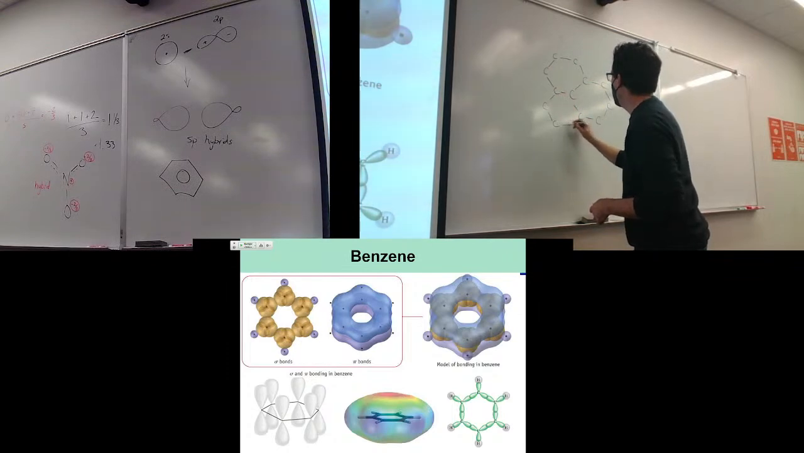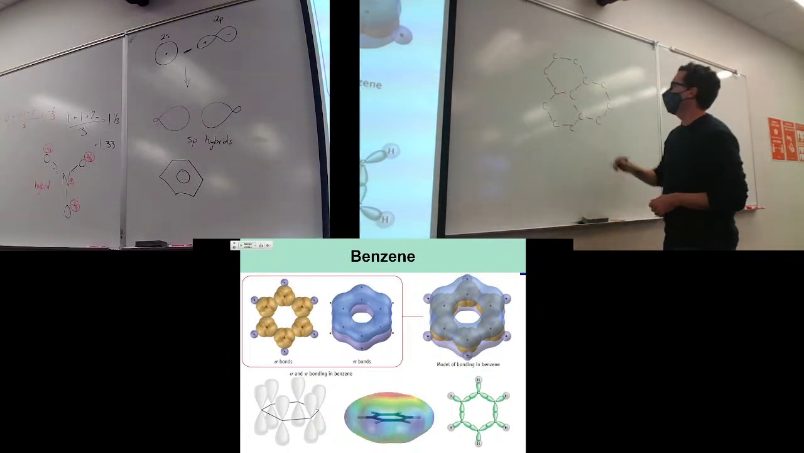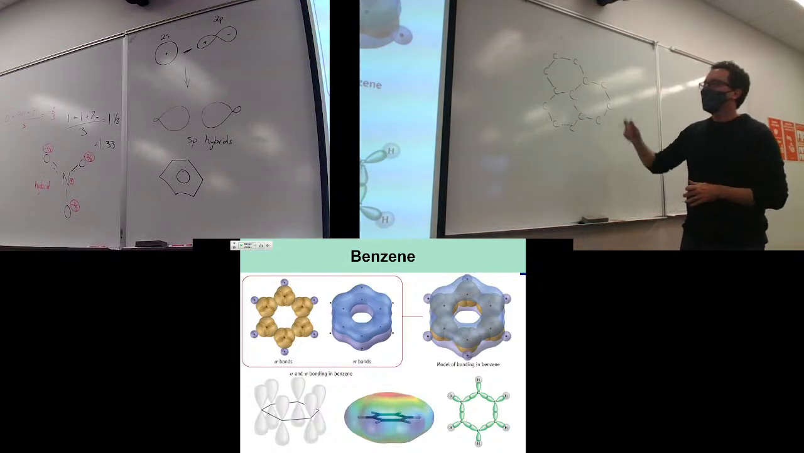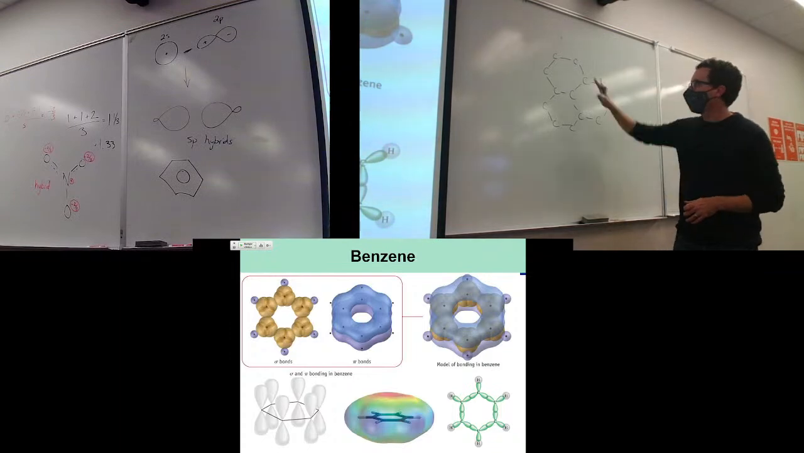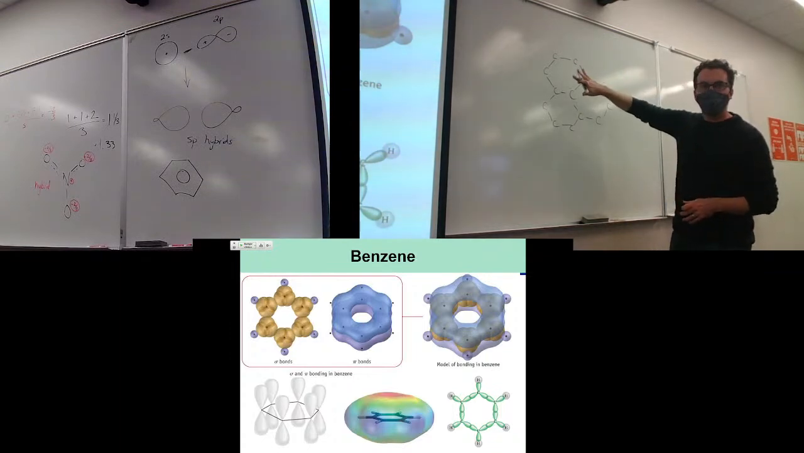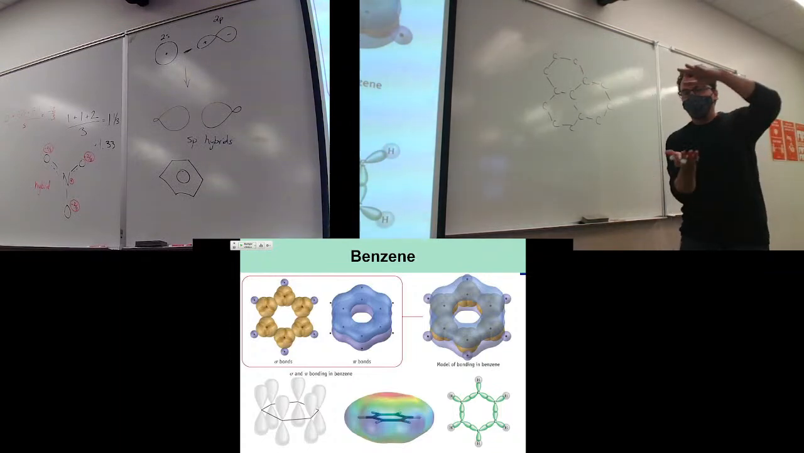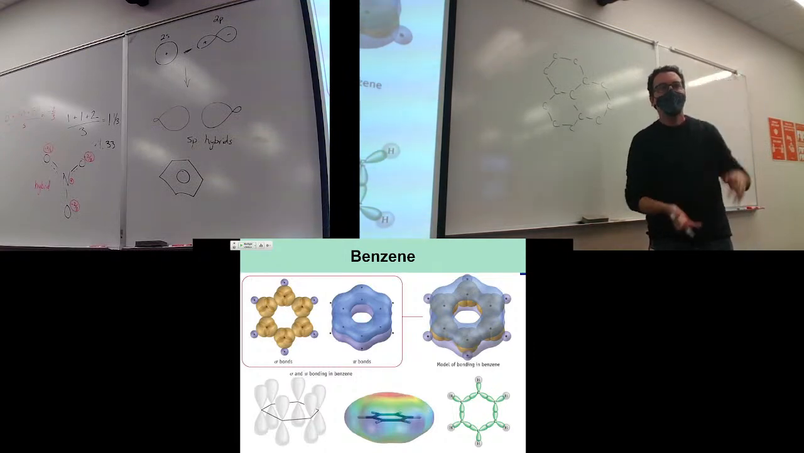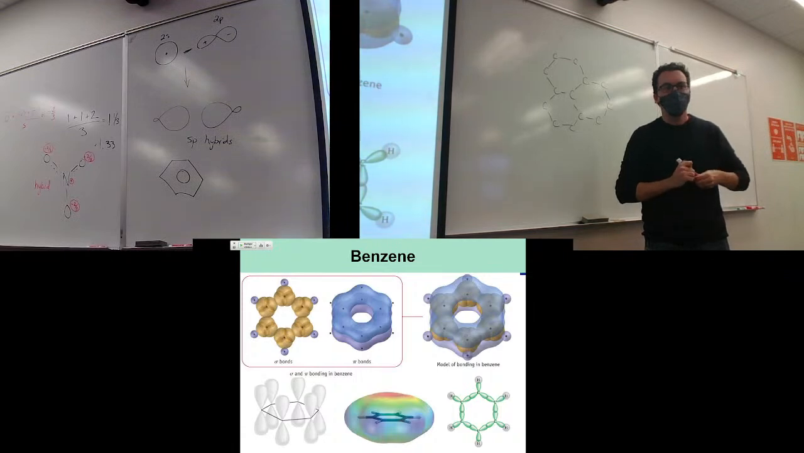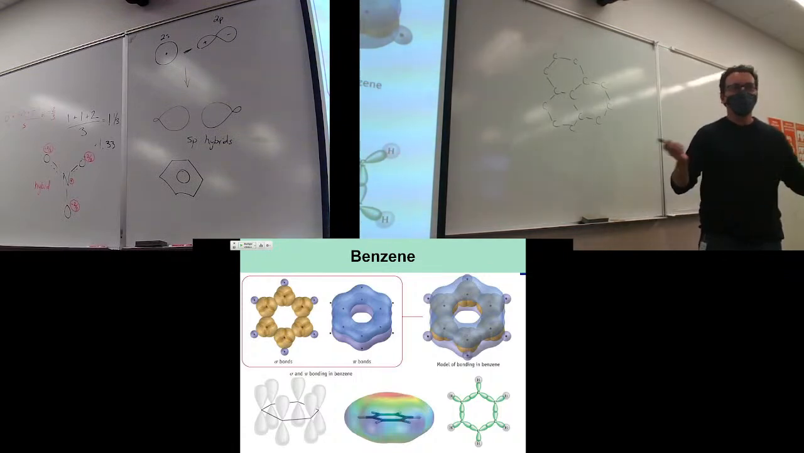I mean, not to infinity, but close, like this, and it just keeps going. But all of the p orbitals are all parallel. And then there's a layer, another layer on top, and another layer on top, and the p orbital lobes will interact with the p orbital lobes from the bottom layer. That's what makes graphite conductive. It's really weird how that works.